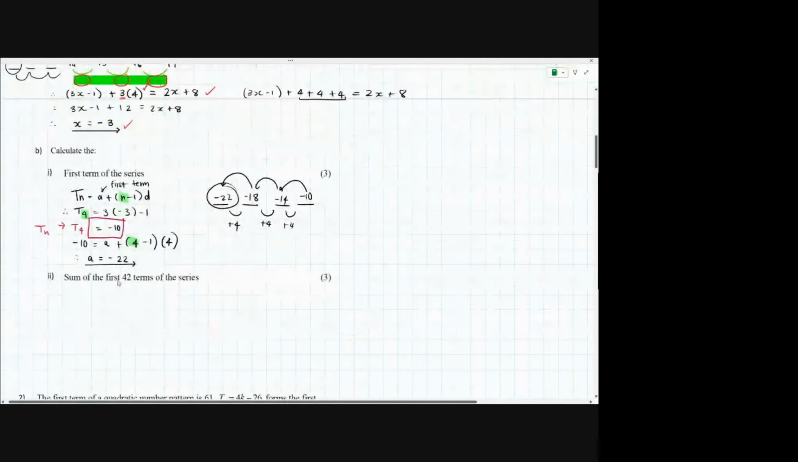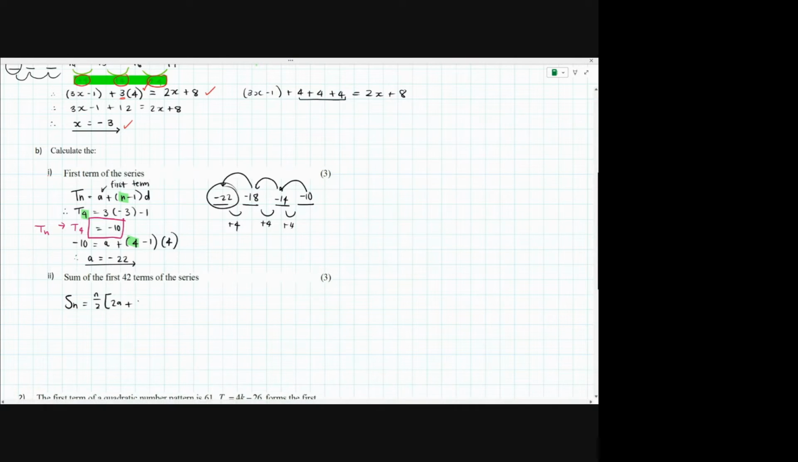Now, this is where our sum formula comes into play. Again, this is all on your formula sheet. I don't expect you to know this off by heart. But your sum formula is n over 2 times 2a plus n minus 1 times d. Now, because I'm telling you how many terms I want you to add, this is n, right? So whenever we're talking about how many terms or the term number, first, second, third, whatever, that is n.